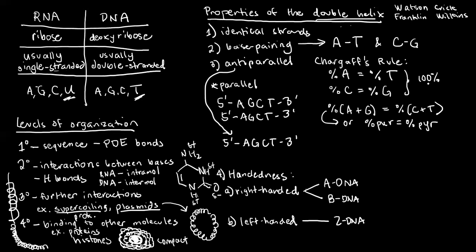Now, if we confirm that all of them are equal to 100%, we could rearrange these things and come up with the equation that the percentage of the sum of A and G is equal to the percentage of the sum of C and T. Now, remember that adenine and guanine are the purines here. Cytosine and thymine are the pyrimidines. So it's like saying that according to Chargaff's rule, or sometimes we call it Chargaff's first rule, the percentage of purines is always equivalent to the percentage of pyrimidines in a normal unmutated DNA sample.